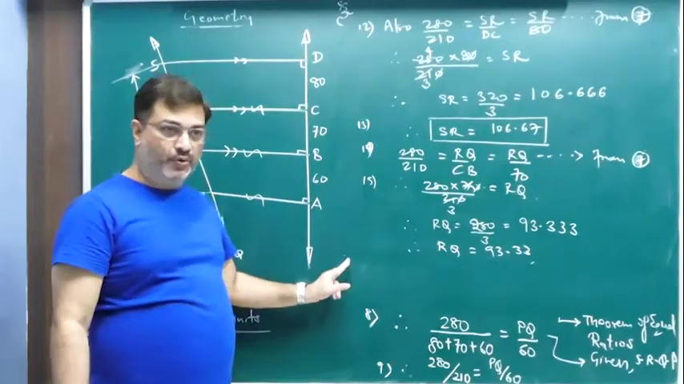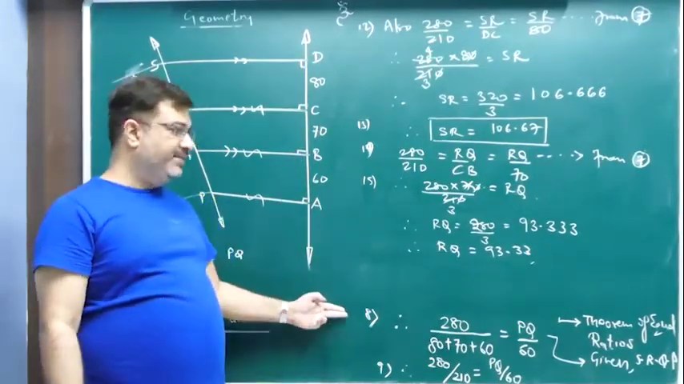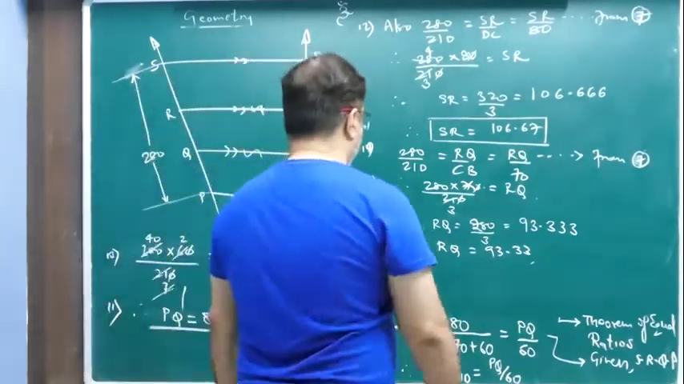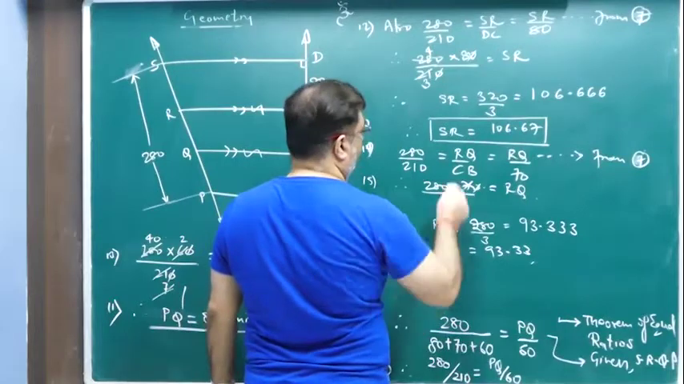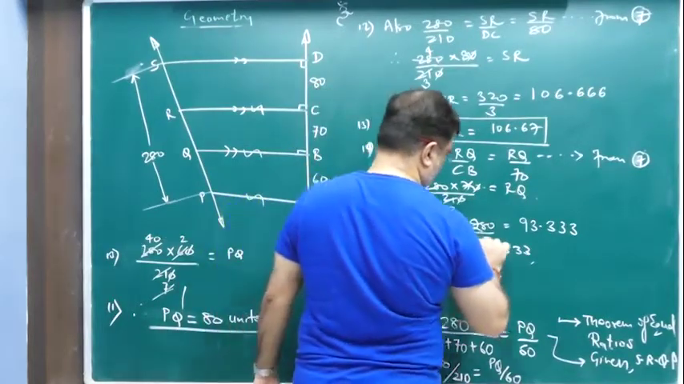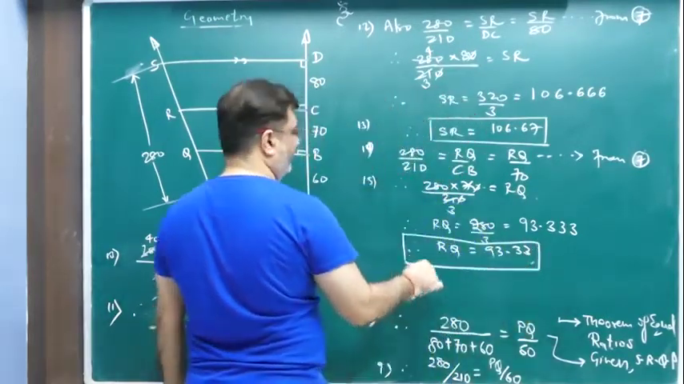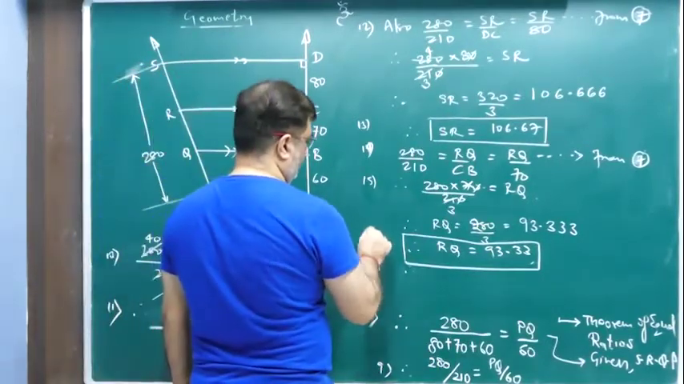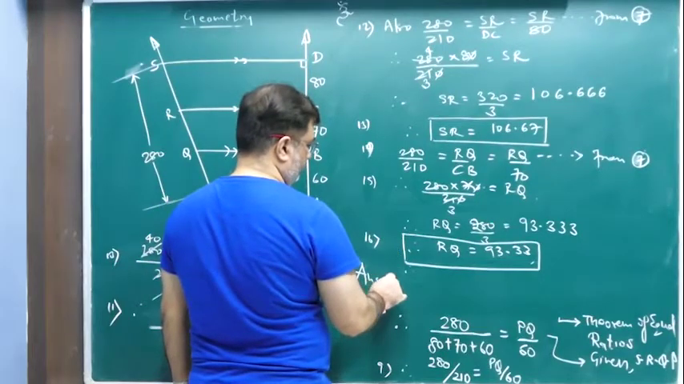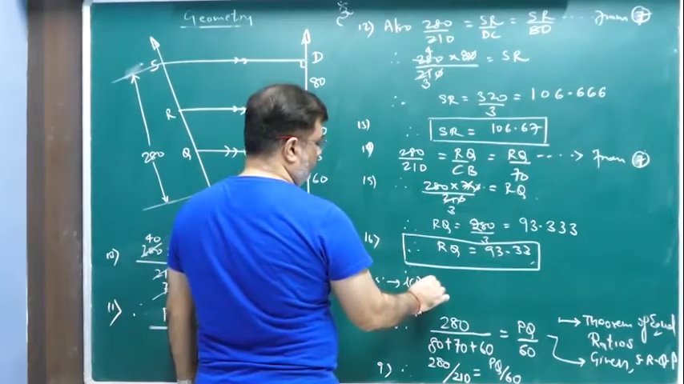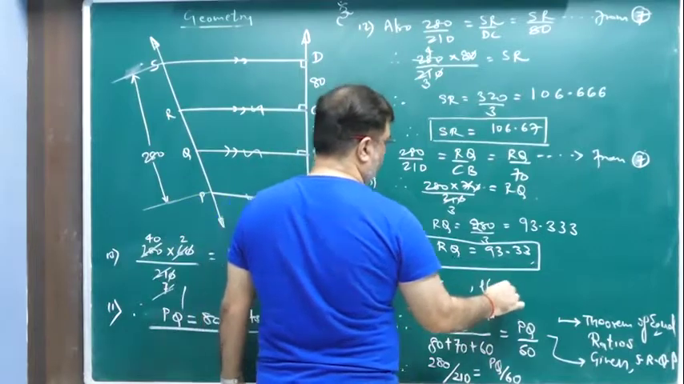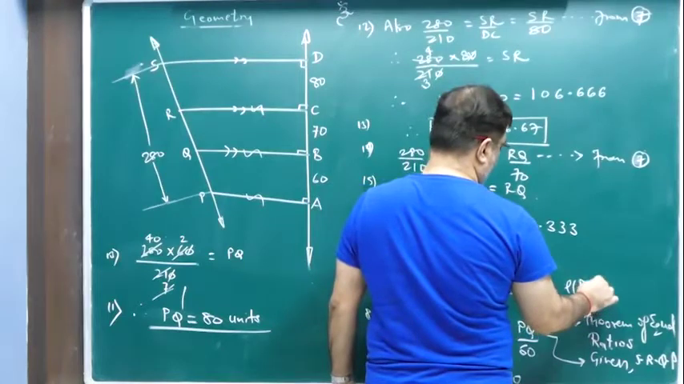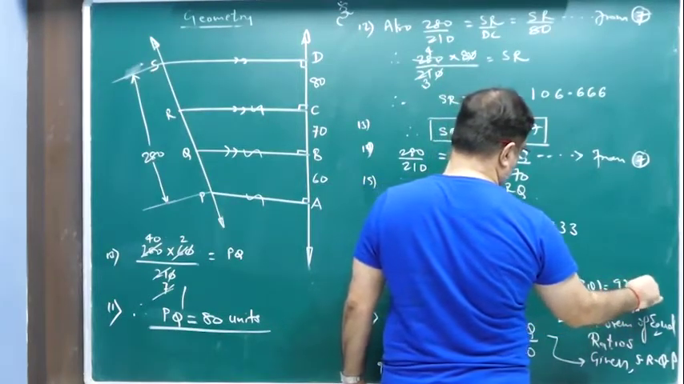The one which I rubbed out, it was that one. 8 is this. So you are not using 8, you are using 7 everywhere. Okay, so therefore, how much is RQ? 93.33. Okay, final answer. Final answer. Length PQ equals to so and so. Length SR equals to so and so. Length RQ equals to 93.33 units.